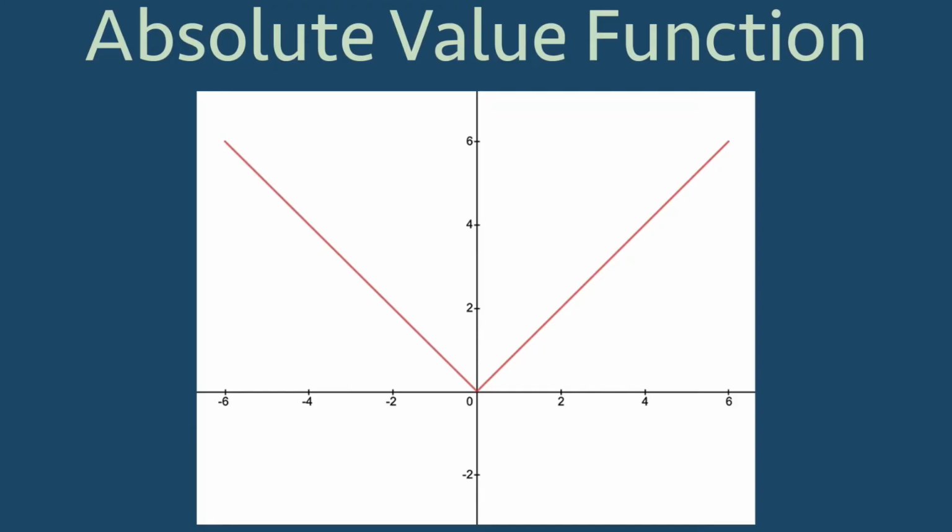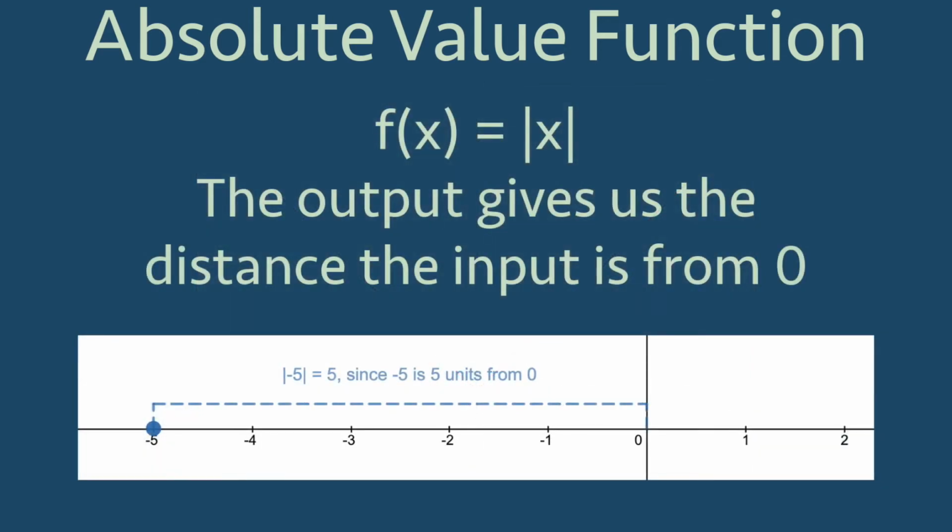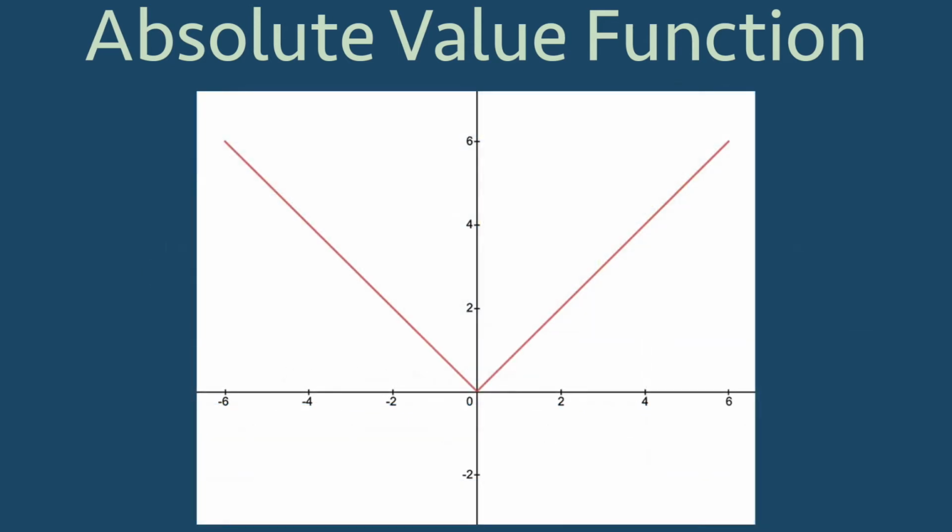Another specific piecewise function is the absolute value function. The absolute value function does one thing. For any input, the output is the distance that the input is from 0. For example, the absolute value of -5 is 5, since the number -5 is 5 units from 0. This function may not have a direct use in music made with acoustic instruments, but it is very useful in electronic music.